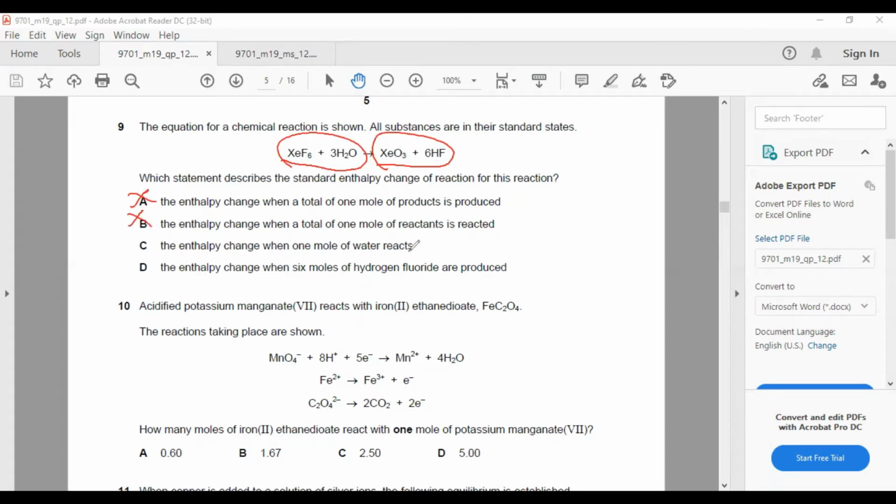Enthalpy change when 1 mole of water reacts, wrong. 3 moles of water react. Enthalpy change when 6 moles of hydrogen fluoride are formed, yes. 6 moles of hydrogen fluoride are formed. D is the answer.